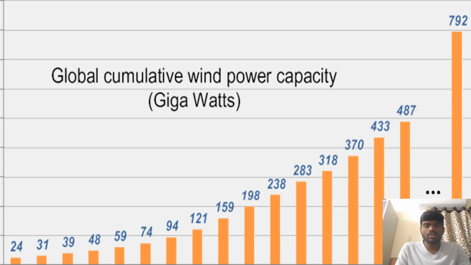So this is the global cumulative wind power capacity in gigawatts. So first it is 24% and then it is 31% and it is gradually increasing to 792%. So these are the gigawatt readings of the global cumulative wind power capacity.